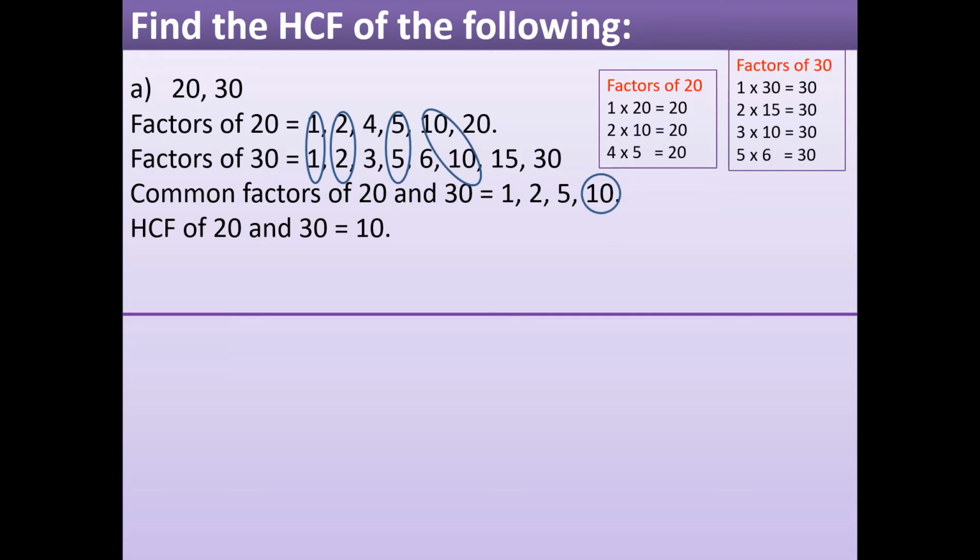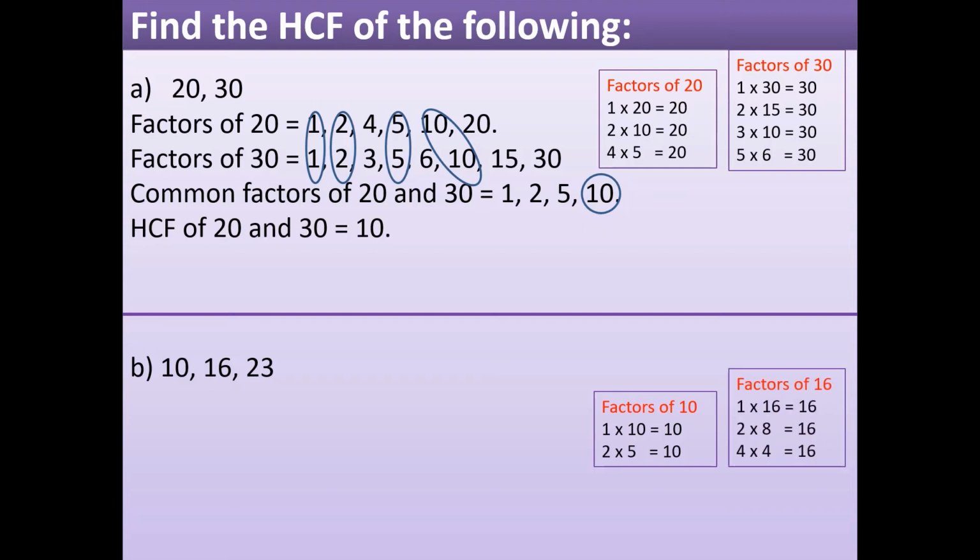Question number B. Find the highest common factor of 10, 16 and 23. First we will find out the factors of 10 like this. Then we will find out the factors of 16 like this. And then we will find out the factors of 23 like this.